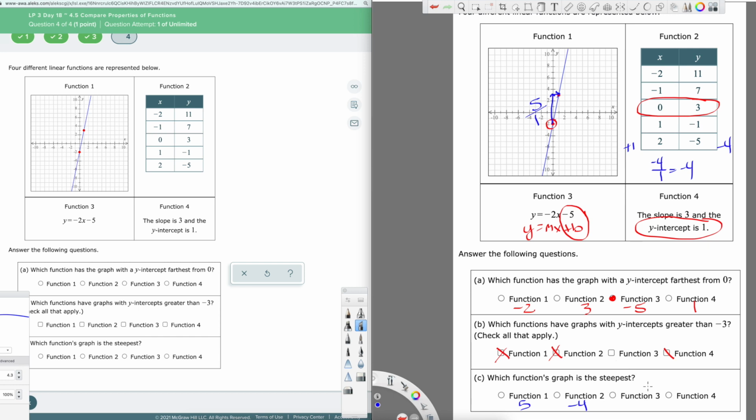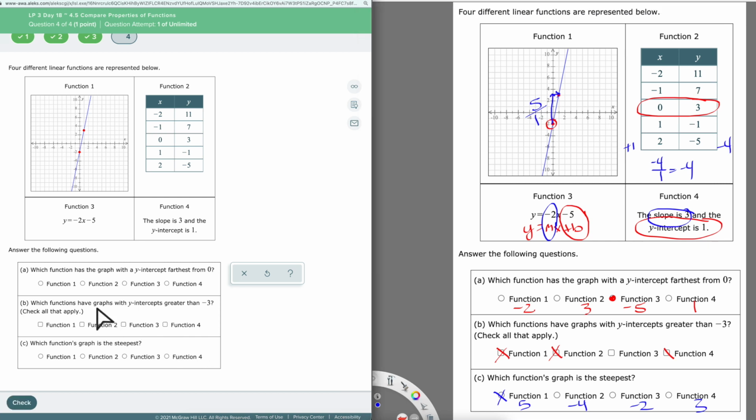All right, function number 3. This guy is a negative 2. And this slope is a 3. So far, function number 1 still wins. All right, so we have function 3, 1, 2, and 4, and then function number 1.